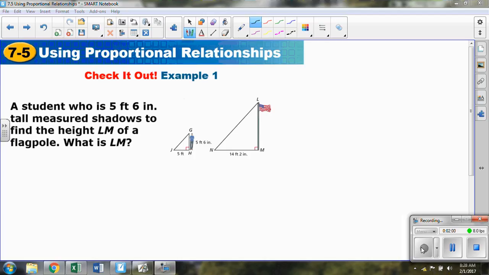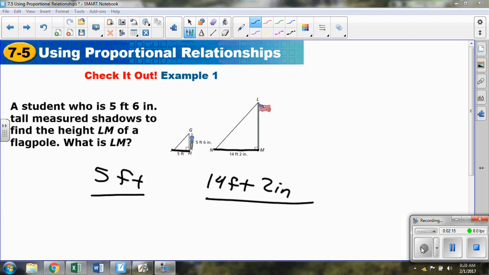And of course, we always know that we'll just match pieces up. 5 feet has to match up with 14 feet. So we'll say 5 feet matches up with 14 feet 2 inches. 5'6" then has to match up with the height of the pole. There's our proportion.